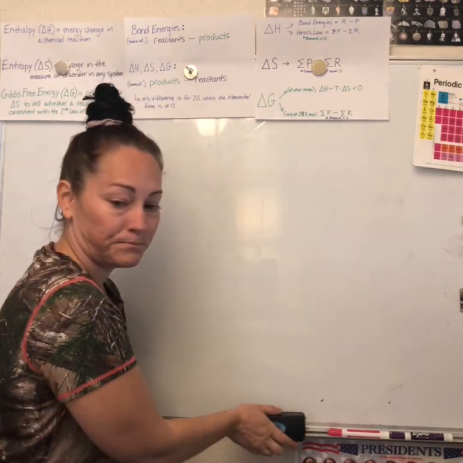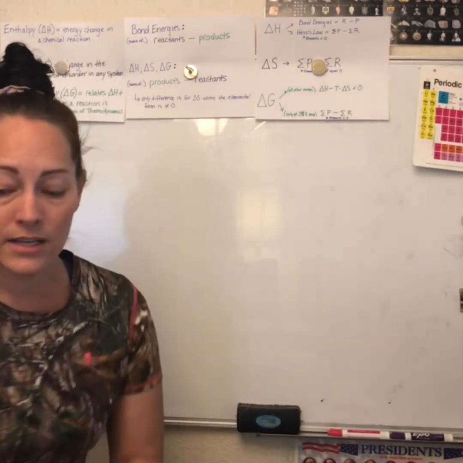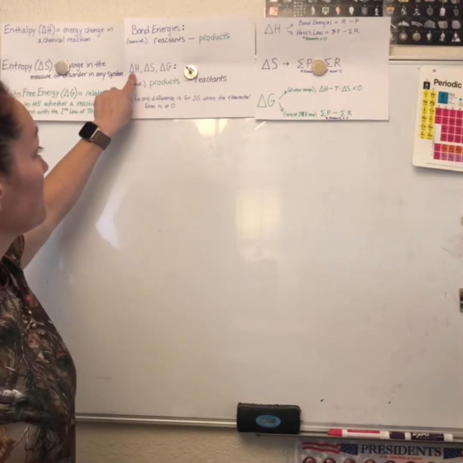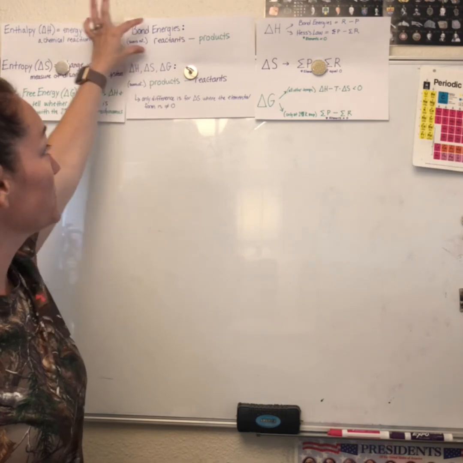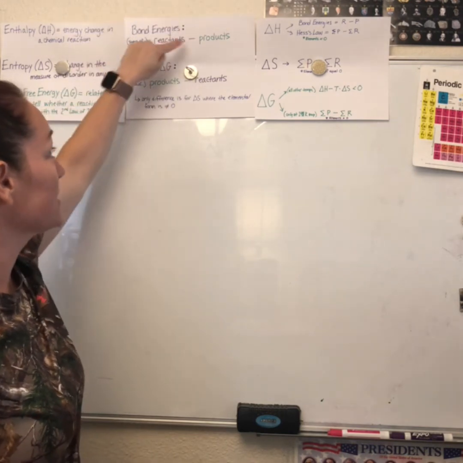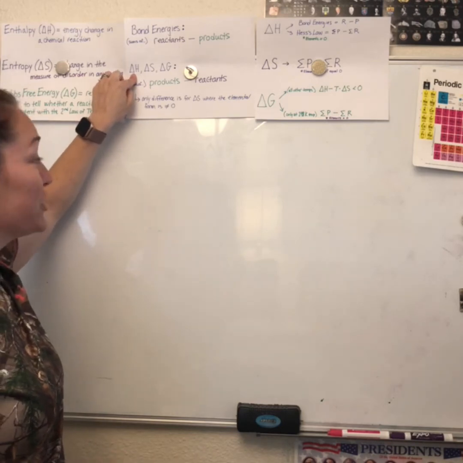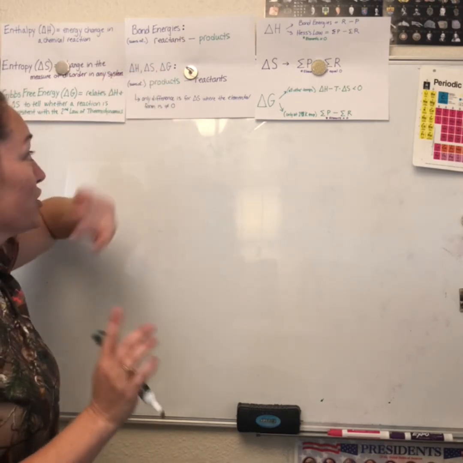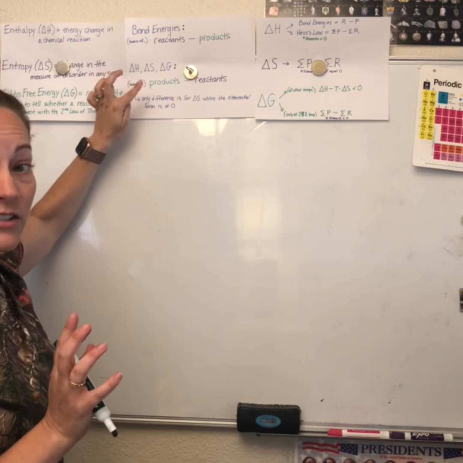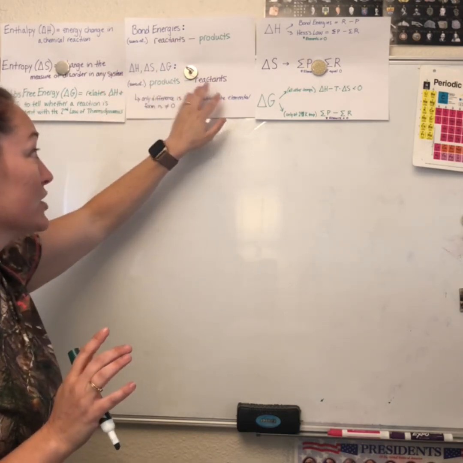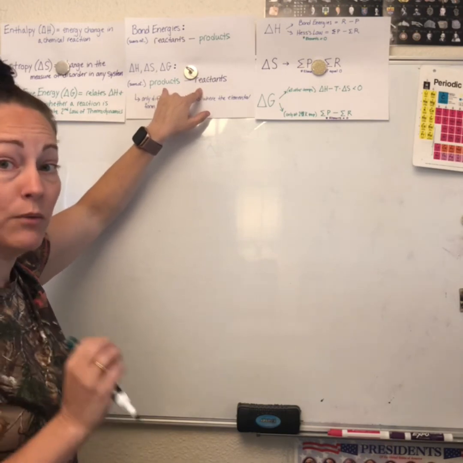All right, so this is our next. This is delta H. This was bond energies. This is how we found it, reactants minus products. Now for this delta H, and we're also going to be doing delta S and delta G in a bit, all of these are the opposite. It's the sums of the products minus the reactants. This is mostly what you're going to be doing.